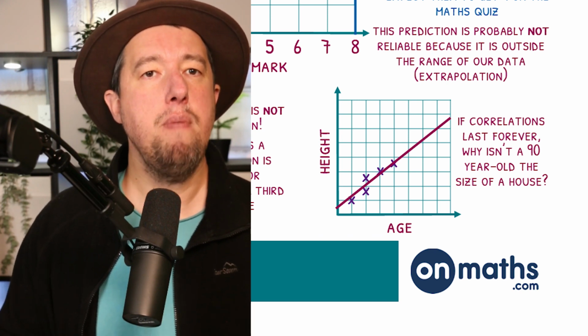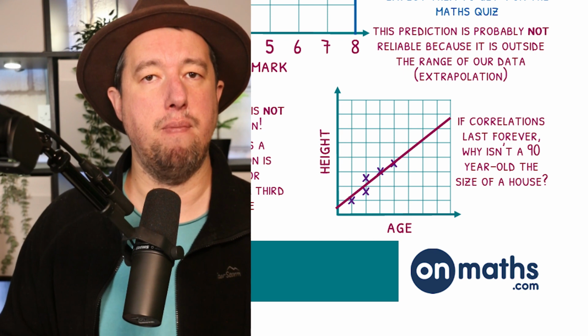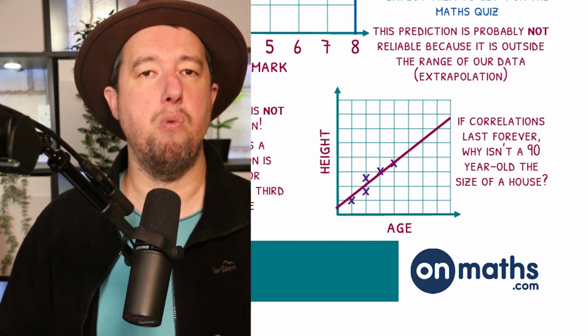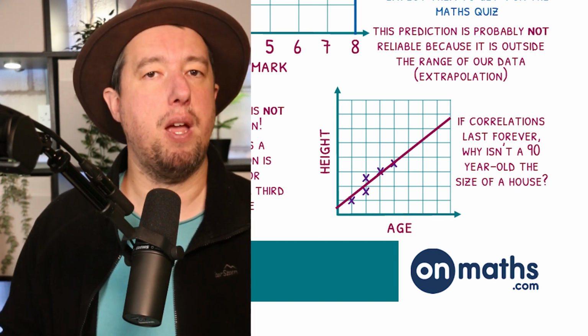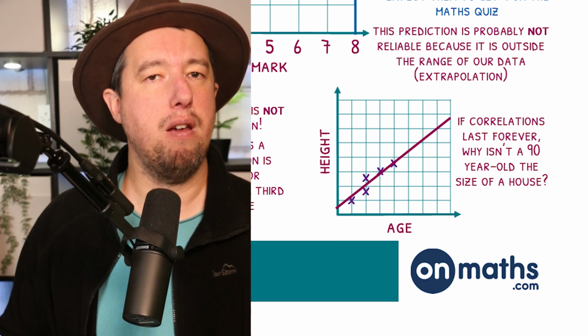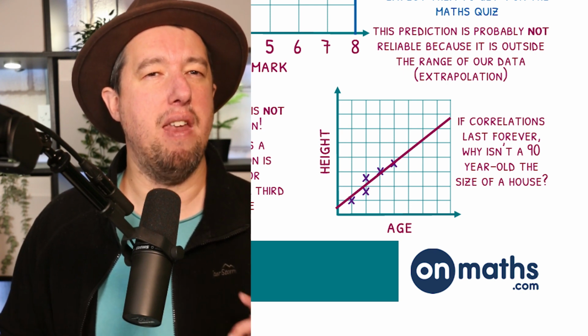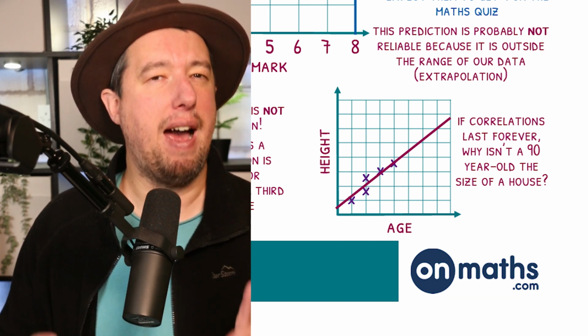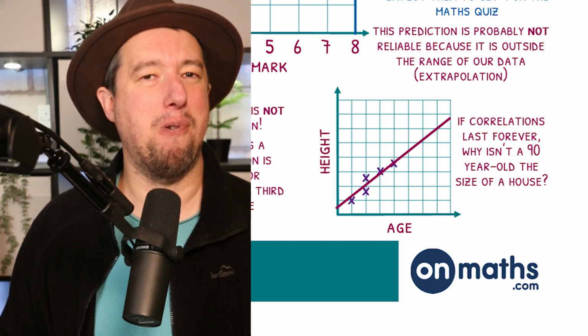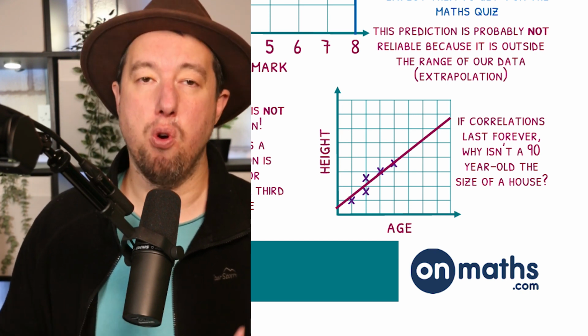A great way of thinking about extrapolation is to imagine doing a scatter diagram of age against height, but only measuring people up until they're 15. As you would imagine, the line of best fit would show that the older you get, the taller you become. But if we keep the line going, we estimate that a 90-year-old is the size of a house. We all know that people stop growing, so the linear relationship would also stop.